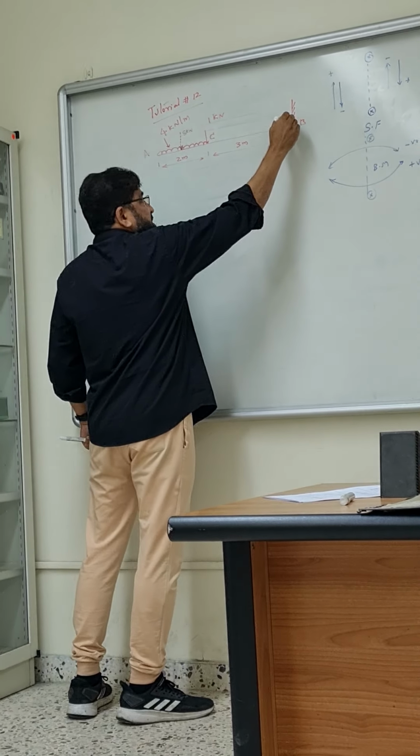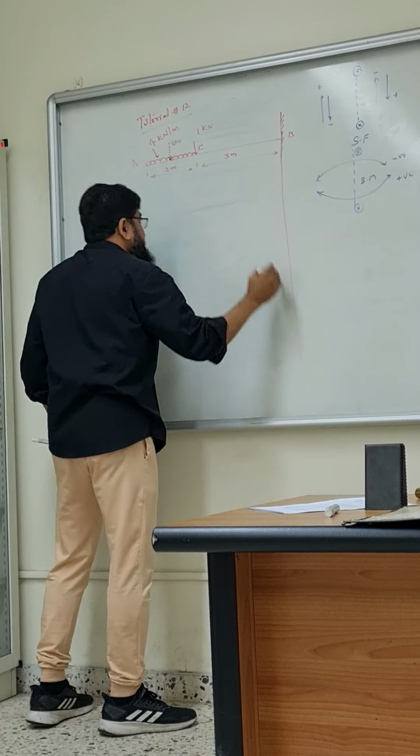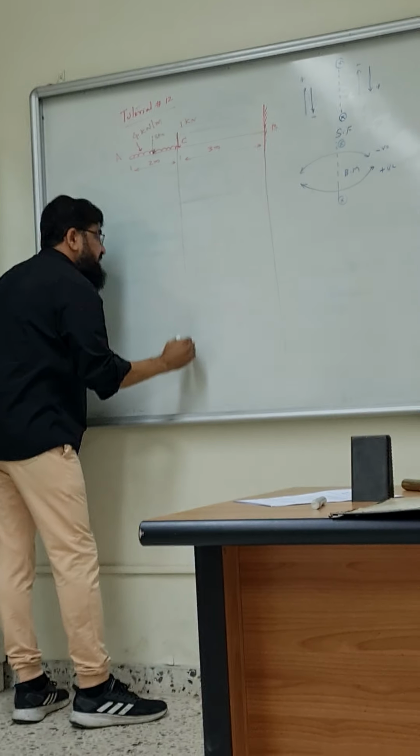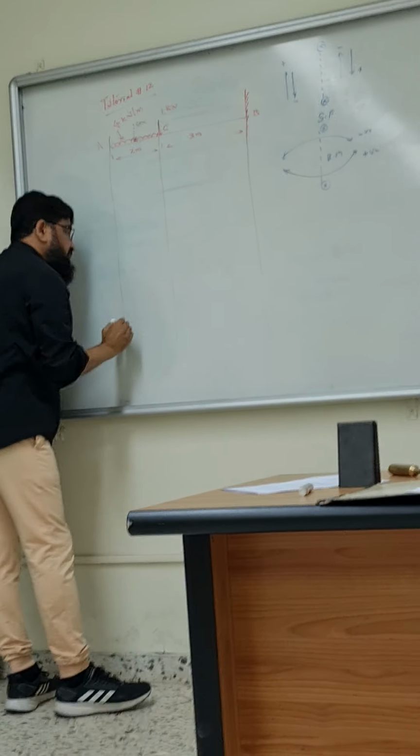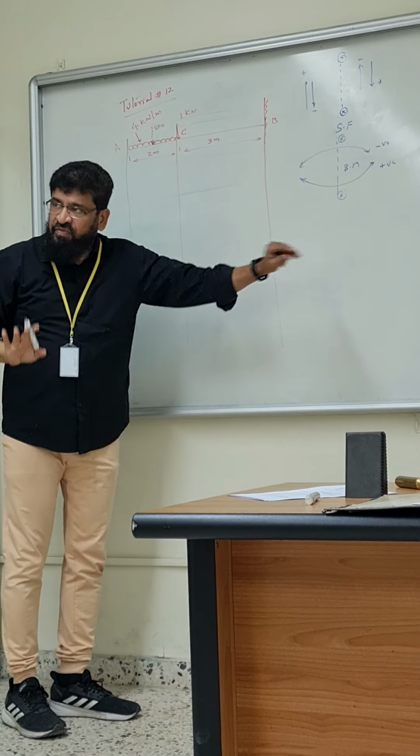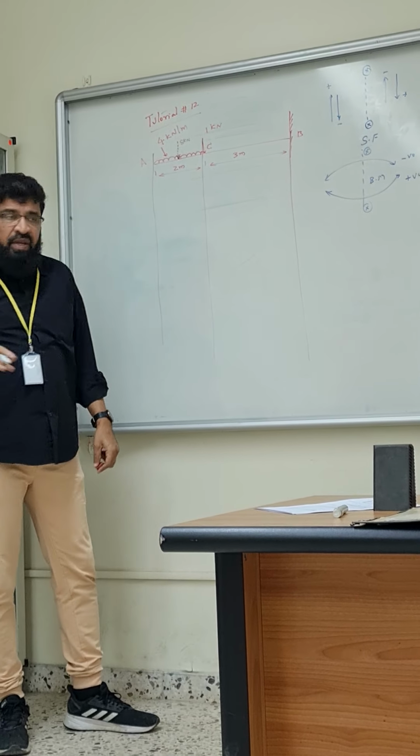So what is the next job? As I said, don't write anything below this. Draw lines like this. Draw a line here. Draw a line here, okay? Leave it like this. Now our solution will be here. Okay, sure? Now let us start.